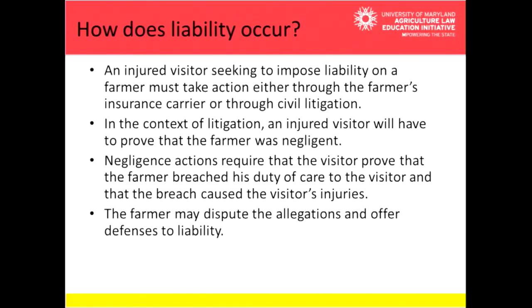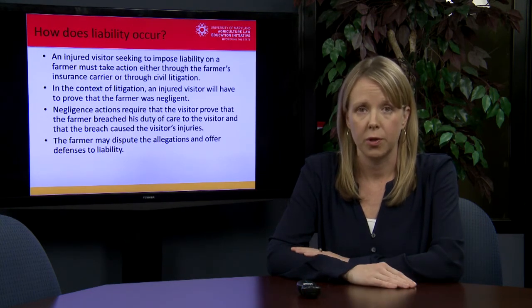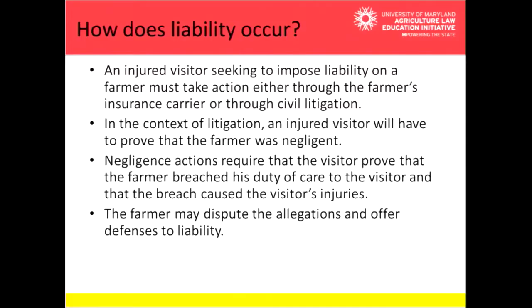How does liability occur? It's not an automatic thing. In order for liability to occur, an injured person must either file a claim with the farmer's insurance company or initiate civil litigation. In order to be successful in civil litigation, the injured party has to prove that there was negligence on the part of the farmer.